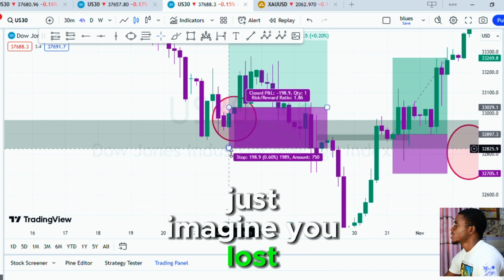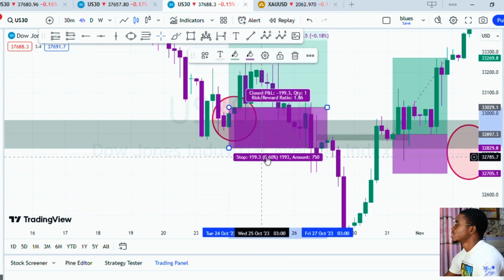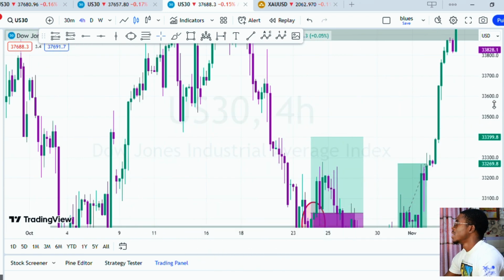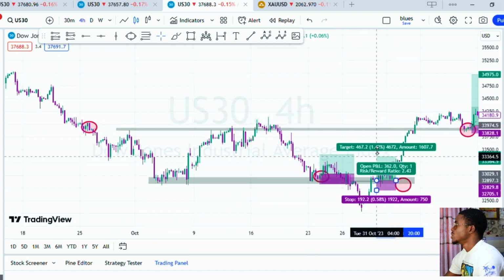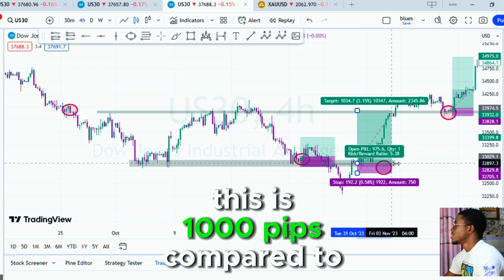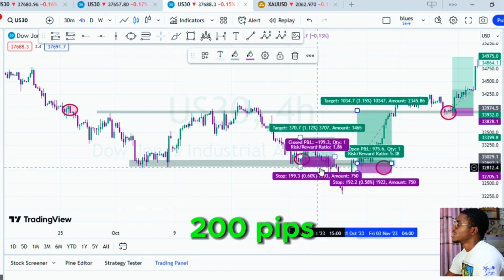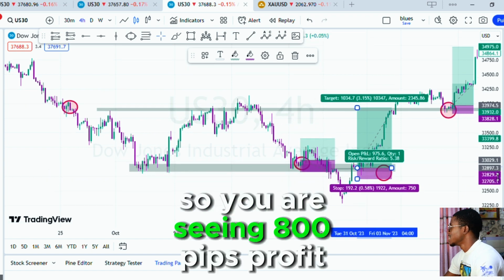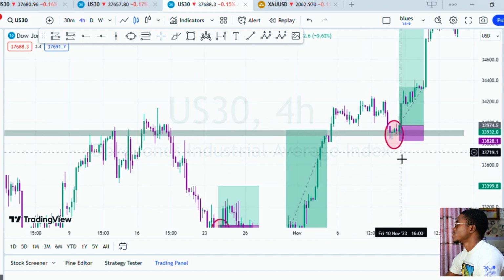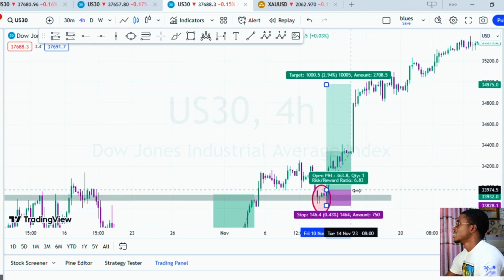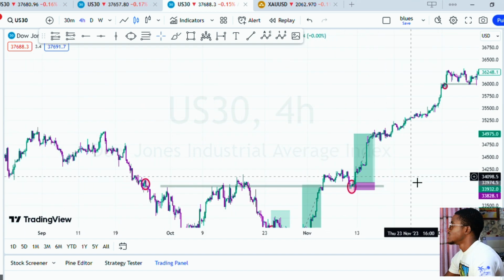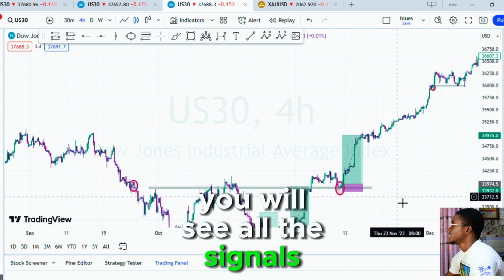Just imagine you lost, let me just say 200 pips here, and wait for this big move here and enter this one and ride it to this zone. This is 1000 pips compared to 200 pips. So you are still in 800 pips profit. And after it breaks this very structure and comes back here, you still ride it again and make about another 1000 pips. But here's the thing, when market is not moving, you will see all these signals very clean.